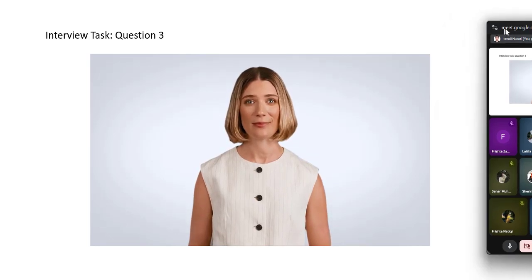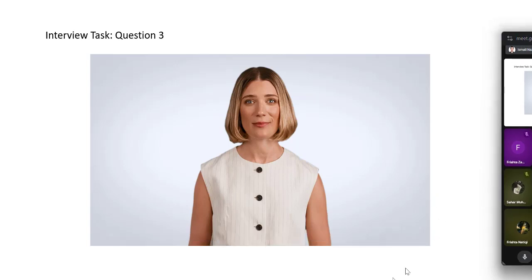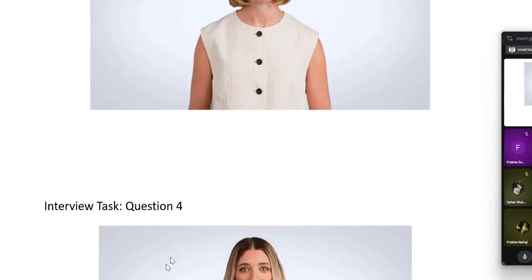Yeah, this is asking about motivation, and it is question 3 on the interview task. Let's talk about motivation. Question 4.